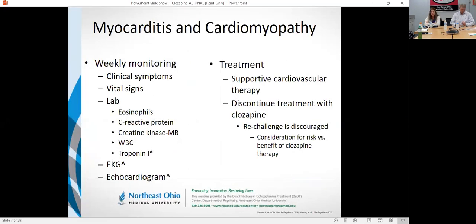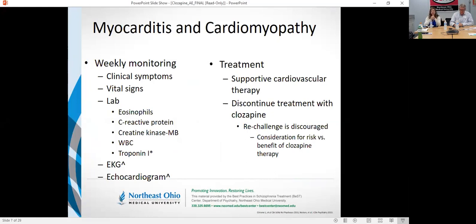So watch for those clinical symptoms. The patient will be coming in to have their blood drawn once a week because they've started therapy, so inquire if they are having any new symptoms, where they're feeling fatigued, have shortness of breath, or are feeling any palpitations.